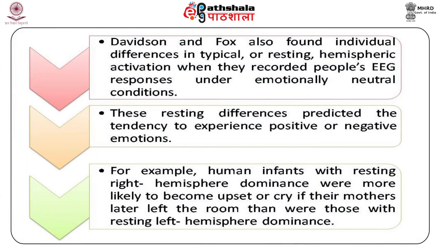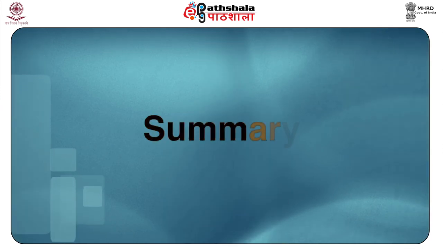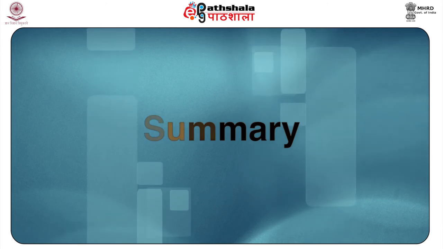Davidson and Fox also found individual differences in typical or resting hemispheric activation when they recorded people's EEG responses under emotionally neutral conditions. These resting differences predicted the tendency to experience positive or negative emotions. For example, human infants with resting right hemisphere dominance were more likely to become upset or cry if their mothers later left the room than those whose resting left hemisphere dominated. In adults, a higher resting level of right hemisphere EEG activity may be a risk factor for later development of adult depressive disorders. Now let us quickly summarize the points that we have already talked about.